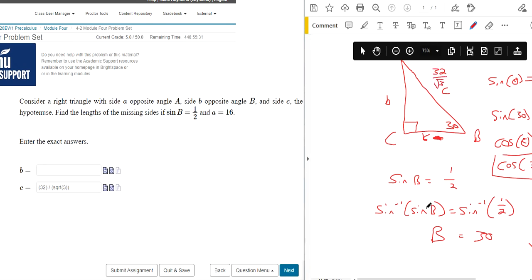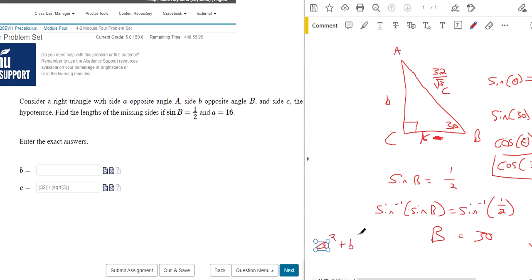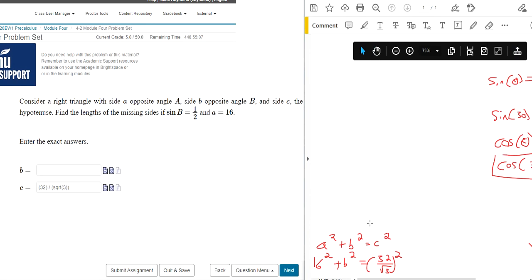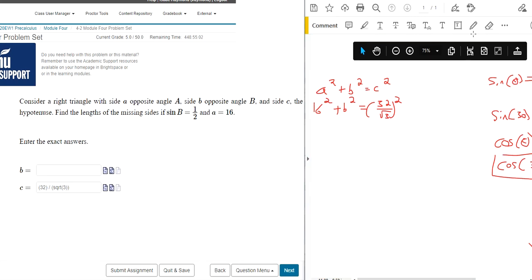Now to find out what B is, we actually don't have to go back to right angle trig. What you can do is use the fact that A squared plus B squared equals C squared. Right, so our A was 16, our B is something we don't know, and our C is 32 over the square root of 3, squared. And now if you solve using the Pythagorean theorem, you can find out what B is, and you don't have to use sine, cosine, tangent. You could use sine, cosine, tangent. It'll get you the same answer.